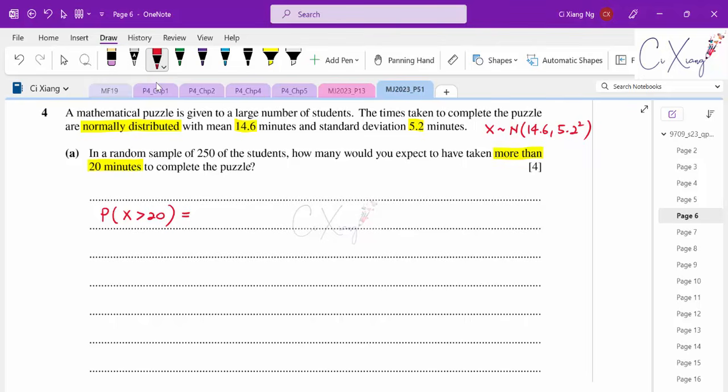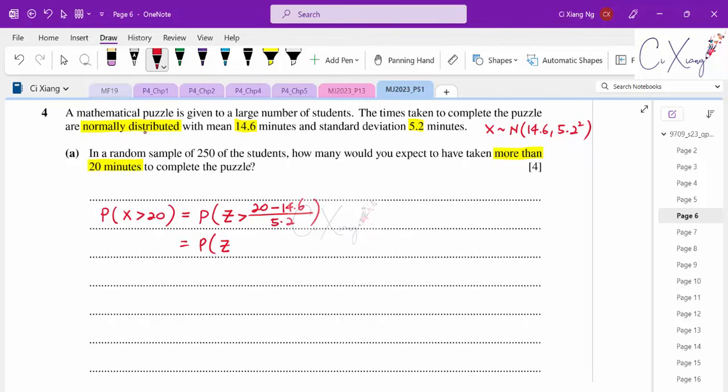Okay, so how are we going to find the probability for X greater than 20? Again, because of the keyword normally distributed, we know that before we can find the probability, we have to standardize it. We have to change the X to become Z, and then we take 20 minus the mean, divided by the standard deviation, which is 5.2 for this case.